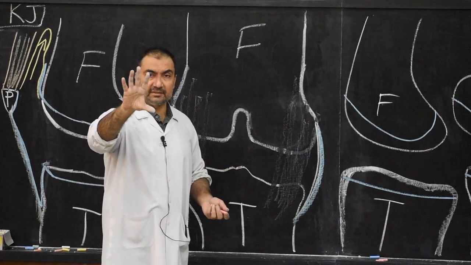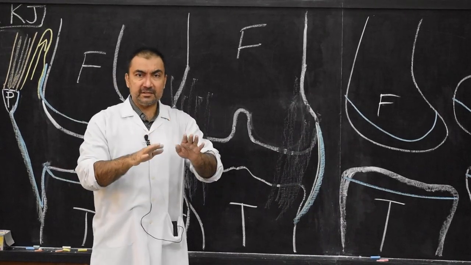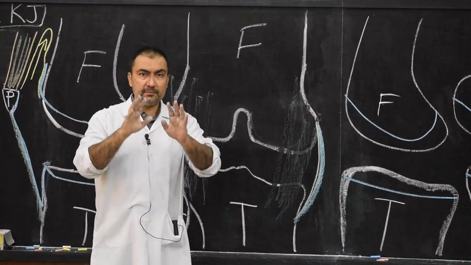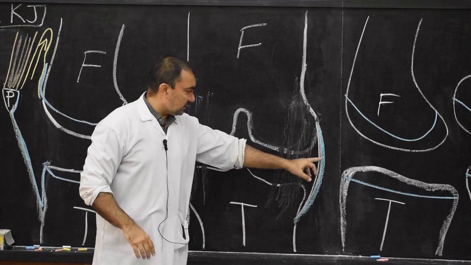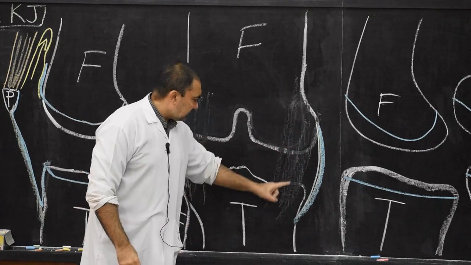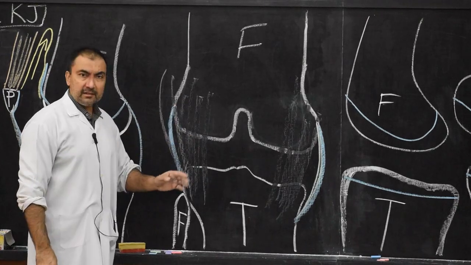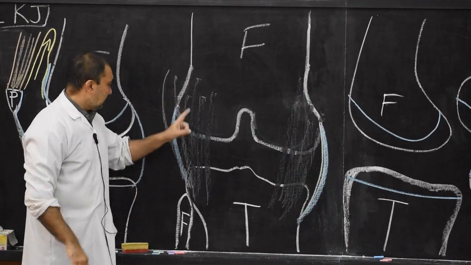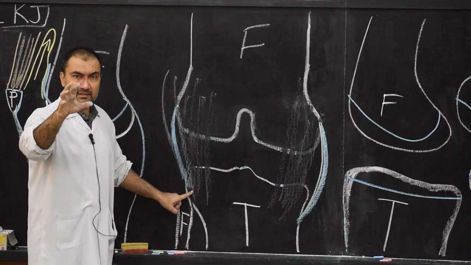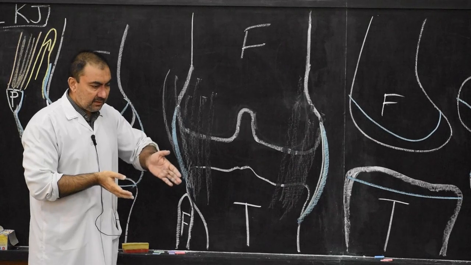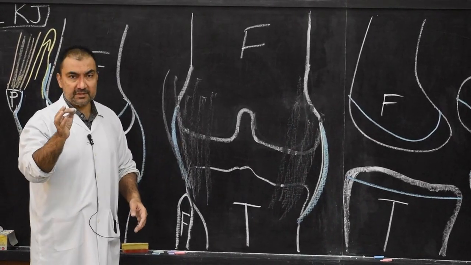5 structures. Once again, I'll repeat. The capsule provides attachment to these 5 structures, or the capsule is strengthened by these 5 structures. Posteriorly, oblique popliteal ligament. Medially, tibial collateral ligament. Anteromedially, the medial patellar retinaculum. Anterolaterally, we have the lateral patellar retinaculum, as well as the iliotibial tract. So in this way, the 5 structures will strengthen the capsule from posterior, medial, anteromedial to anterolateral. Please note down these 5 structures.